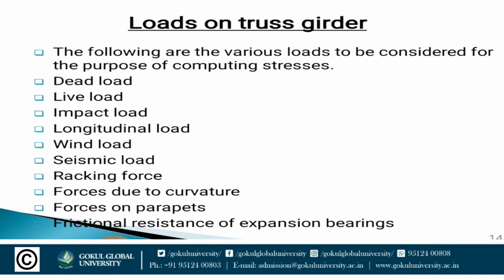Loads on the truss girder. How many types of loads are acting on the truss girder? The following are the various loads to be considered for the purpose of computing stress. First is the dead load, the self weight of the structure. Live load, impact load, also called the point load. Longitudinal load, wind load, seismic load, also called earthquake. Racking force, where the rackers are provided. Force due to curvature. Force on parapets, frictional resistance of the expansion bearings.